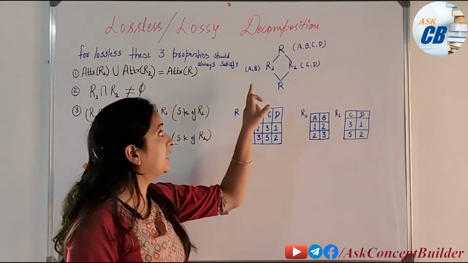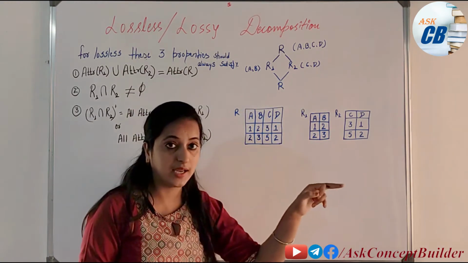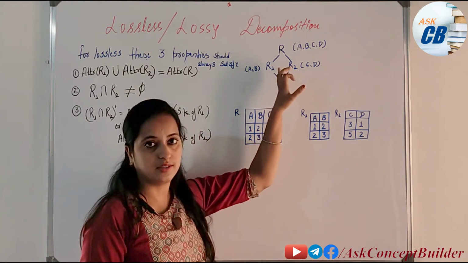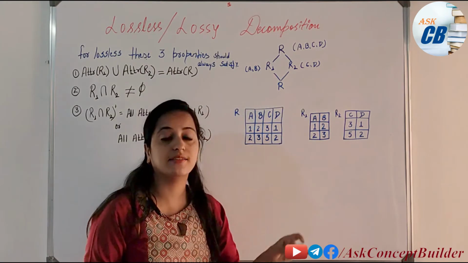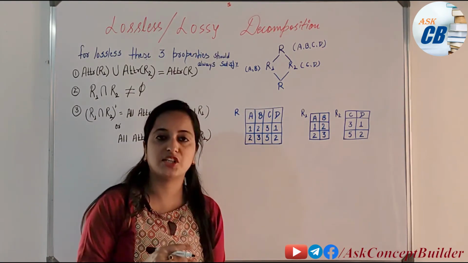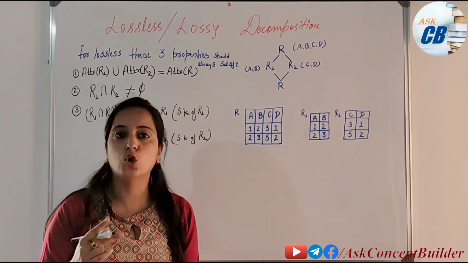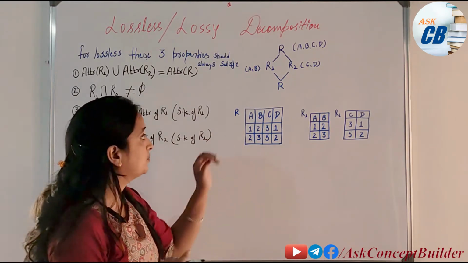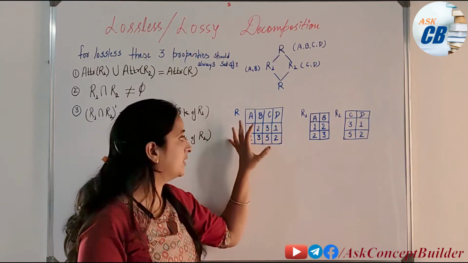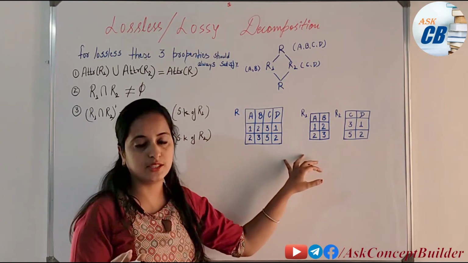If after combining the R1 and R2 relations I get my same relation R, then it is our lossless decomposition. But if I am not getting the same relation R, then it is our lossy decomposition. For example, I have taken some tuples, because with data it will be easy for you to understand.